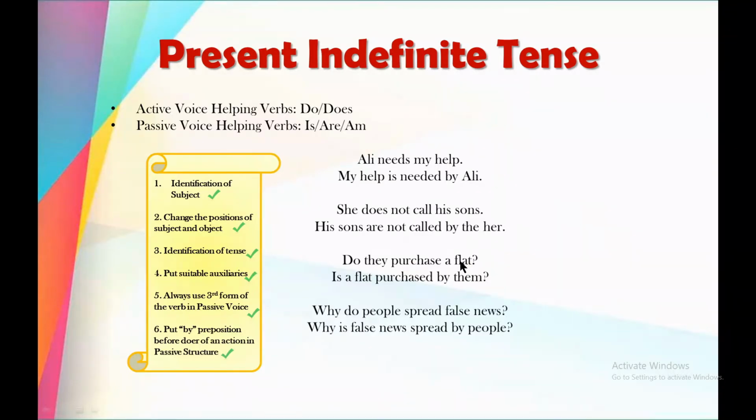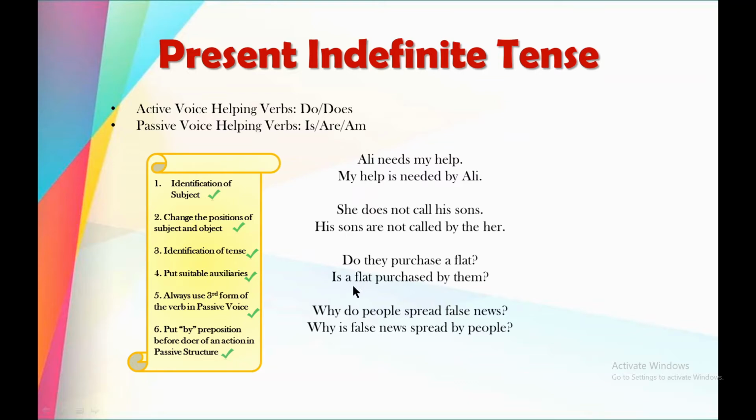"Do they purchase a flat?" Now the case is similar. If the sentence differs, I mean this is an interrogative sentence, "Do they purchase a flat," we have to follow all these 6 steps. Now "they" is our subject and "a flat" is our object. So "a flat" becomes the subject and "they" becomes our object. It would go at the end of the sentence as "them," and then identification of tense. By seeing this word "do," we can say this is present indefinite tense. Instead of "do" we have to use is or are.